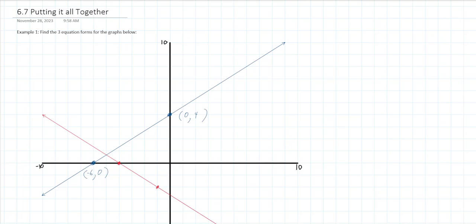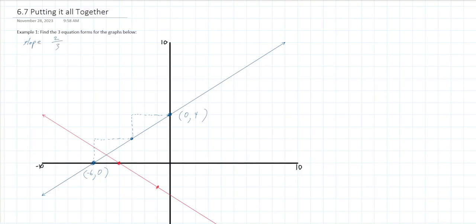Okay, so if we look at it carefully, we can hopefully see that it has a rise of 2, run of 3. Hopefully you can see that it has a rise of 2, a run of 3. So the slope is 2 over 3.